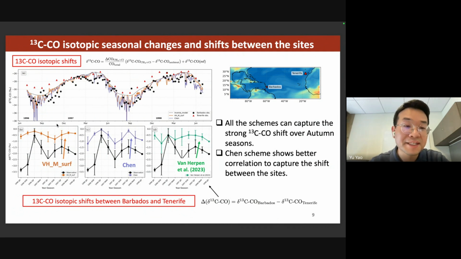We also further calculate the shift of the carbon-13 signatures between these two sites, Barbados and Tenerife. Here the black line is for the shift from the observation, and the different colors in the third subplot are from different simulations. We can find that using the TEN parameterization, this seasonal cycle in the carbon monoxide isotope signatures is well captured. But using the base model, which is CSM version 1, and also the Verhagen Maiden scheme with CSM version 2, they cannot capture this seasonal cycle well.